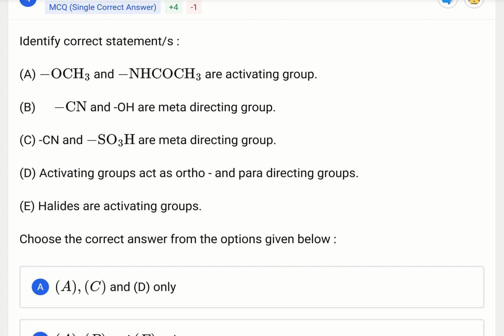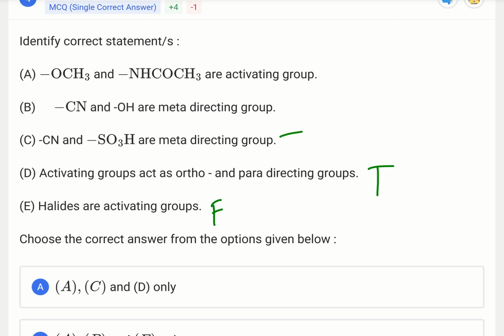Yes, question number 20. Identify the correct statements. OCH3, NHCOCH3 are activating groups. CN, OH are meta-directing. CN, SO3 are meta-directing. Activating groups are ortho-para. This is a true statement. D is a true statement. Halides are activating groups. False statement. Correct, we have to find.